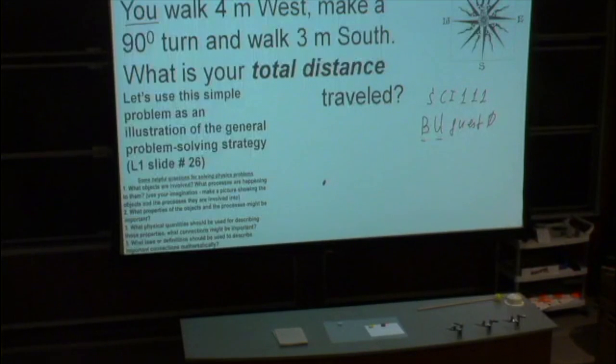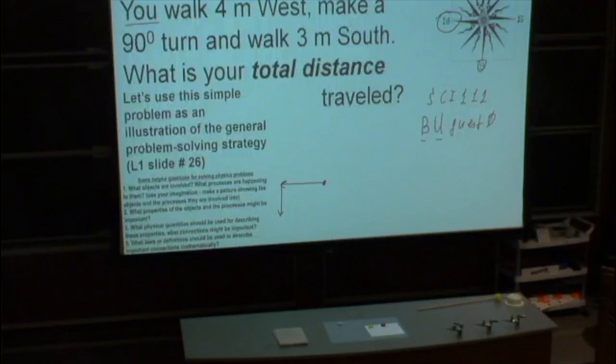So in physics, the simplest representation of an object is a dot. And it's been moved. How? Well, west. And then south. That's the picture. You should have that picture. Even if it's an obvious situation, it trains your brain in a certain way.